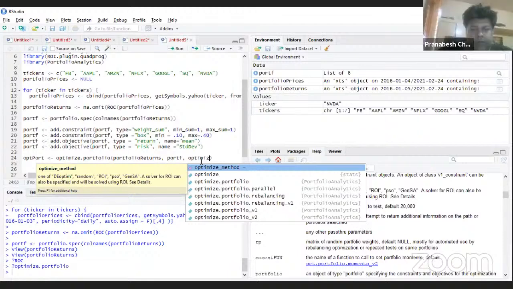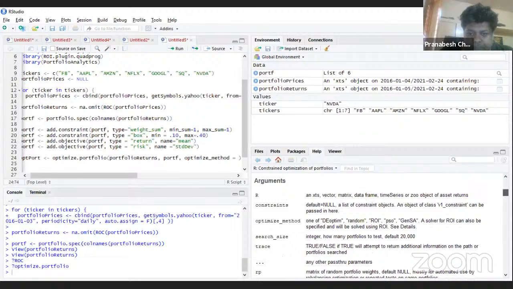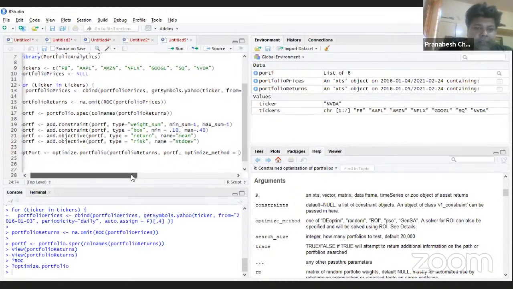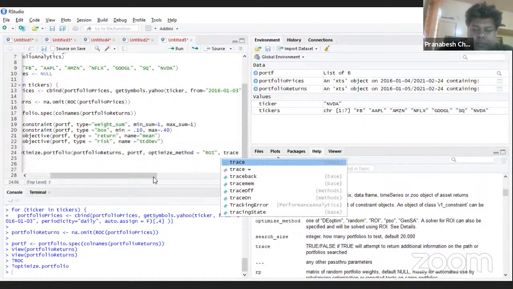So now there is another thing called optimized method, if you see here. The optimized method can be any one of these: D-optim, random, or ROI. Now I have all these libraries already here. D-optim is there, ROI is there. Let's use ROI. Basically, it is one of the methods of optimization, meaning how it selects the portfolios. It's not much different. Actually, we could have used others also.